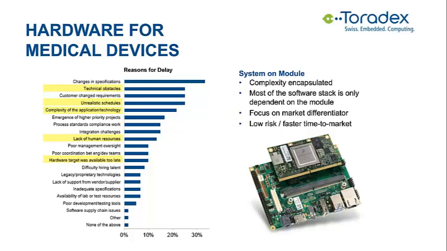System-on-modules are typically a good solution if you have projects with volumes from a few hundred to a few 10,000 pieces per year. The module still allows you to build a customized board with your peripherals and your differentiating technology, but it lowers the project risk and the time to market significantly.